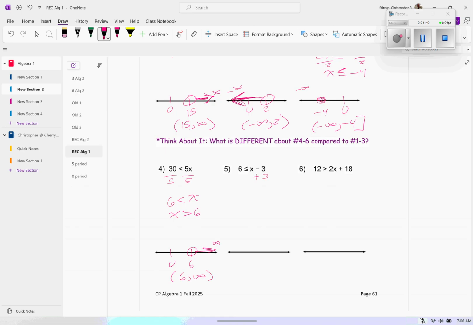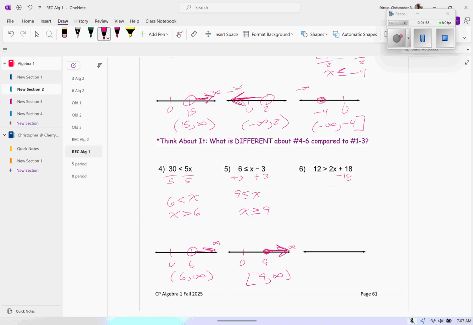This one, I'm going to add 3 to both sides. So that's 9 is less than or equal to x. Flip this whole thing over, including the sign. So I got 0 here, got 9 here. There's a solid dot here, shading to the right. So this is going to be a hard bracket from 9 to infinity, because that's pointing to infinity.